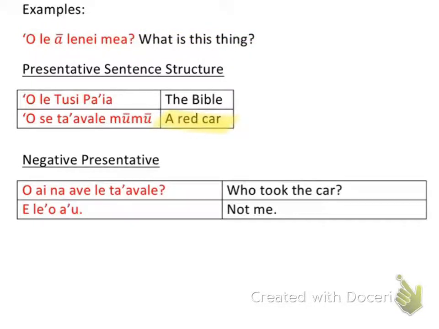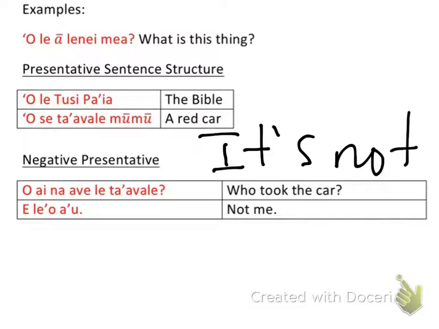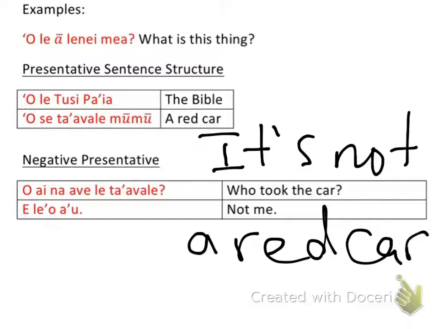Or let's say someone asked another question like, what kind of car does John drive? And you said, well, he doesn't drive a red car, so it's not a red car. Let's translate. It's not a red car. We're going to be saying this statement.